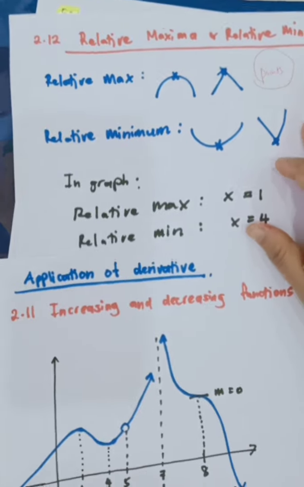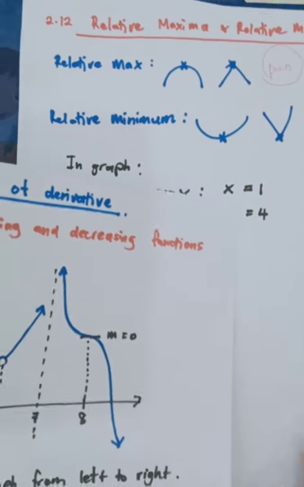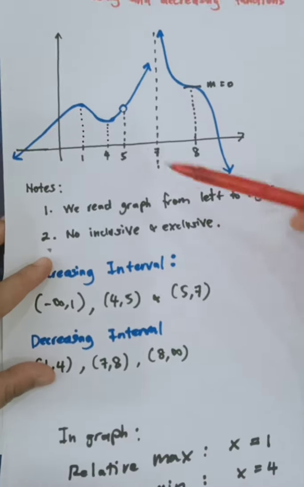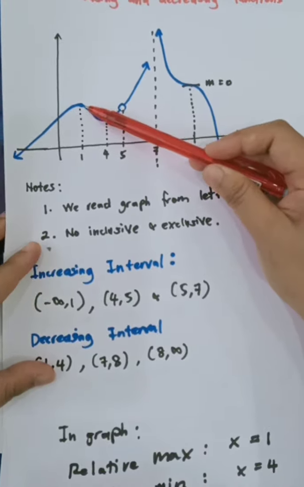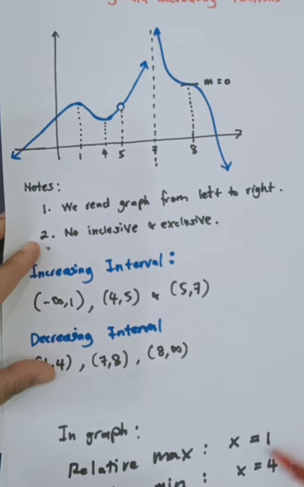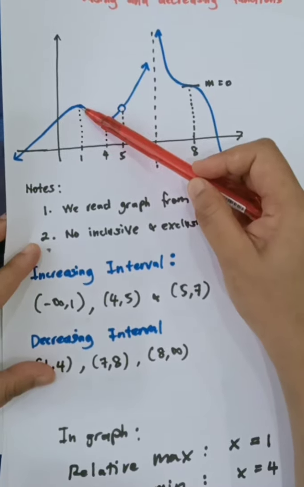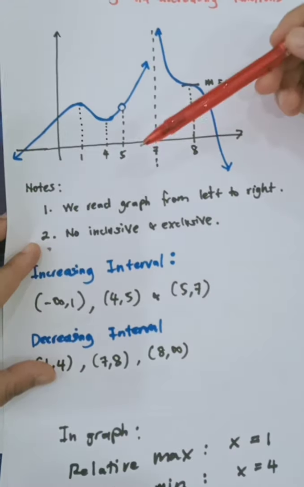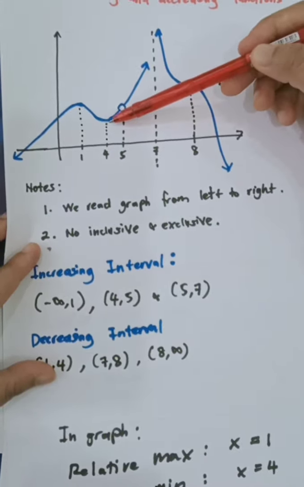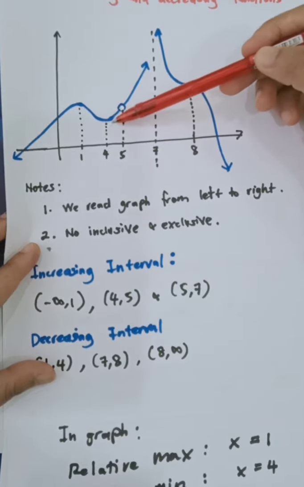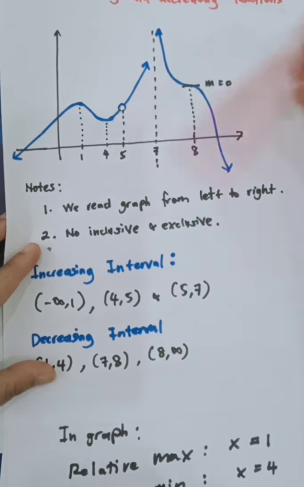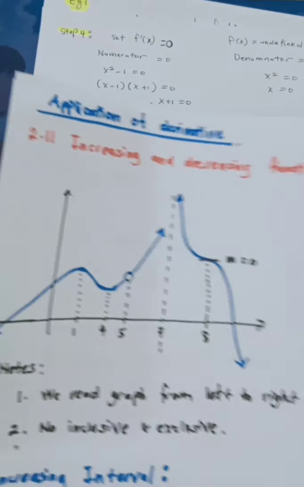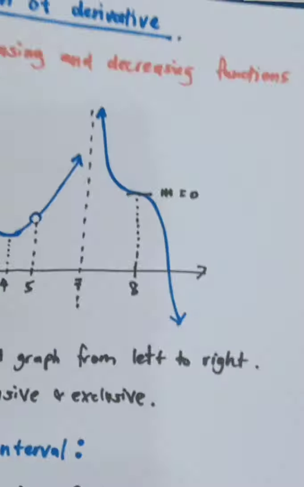The coordinate of the lowest point. In the graph, what is our relative maximum? Our relative maximum is here, when x equals 1. And relative minimum is when x equals 4, the lowest. I hope you understand the example. Now we proceed to the next examples.